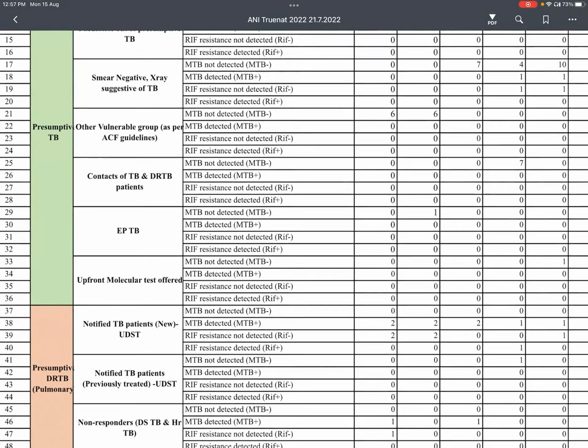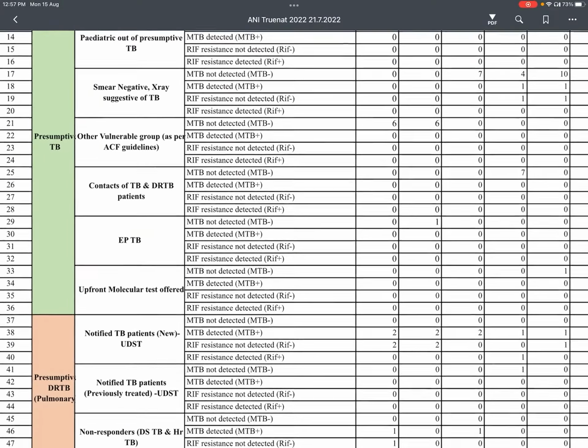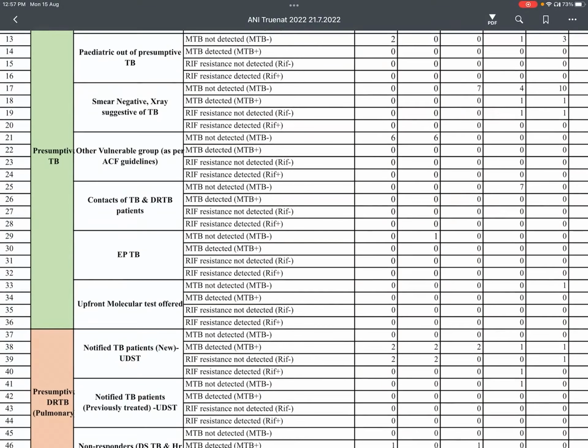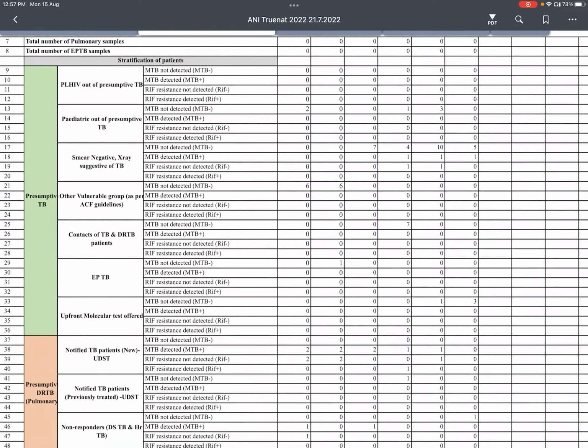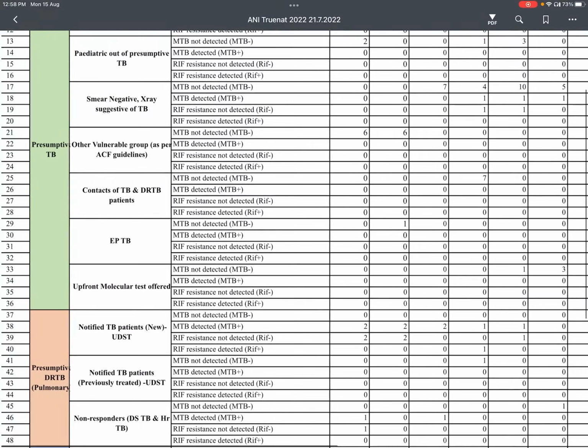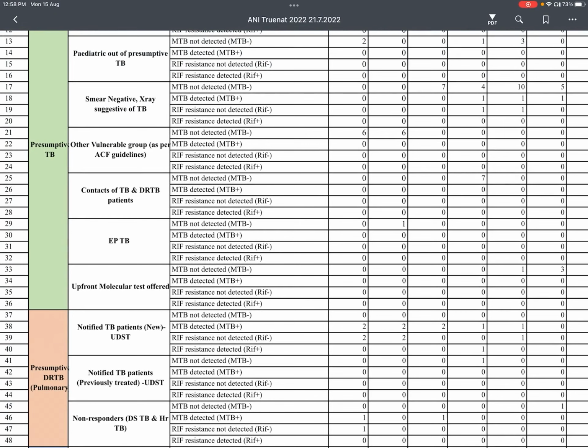Then presumptive DRTB, again we have notified TB patient, okay, so here we have notified TB patient. But the problem here is in Andaman at present, most of the time we do the rifampicin test and only then notify the patient. So we do both the tests, MTB and rifampicin, then only notify the patient. If, say, for example, in some remote island, smear microscopy was positive and the patient was notified and was put on treatment, and then the sample was sent here for a NAT test in a NAT center, that time that sample will come under presumptive DRTB.